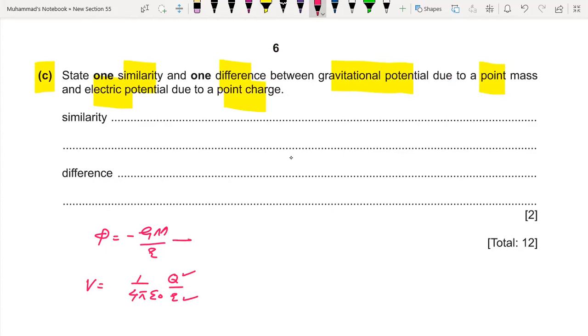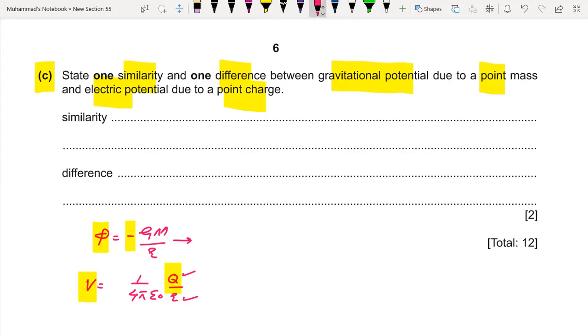You can see from these two relations that the electric potential depends on the sign of this charge. So if this charge is positive, electric potential will be positive. If this charge is negative, electric potential will be negative. Whereas gravitational potential is always negative. So this is the one main difference, that electric potential can be positive and negative, whereas gravitational potential is always negative.